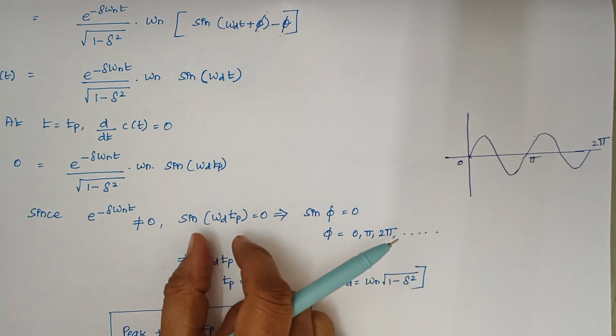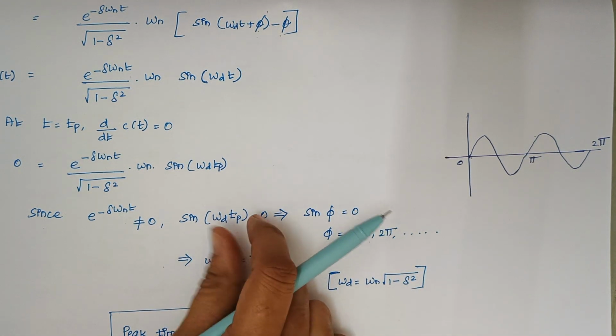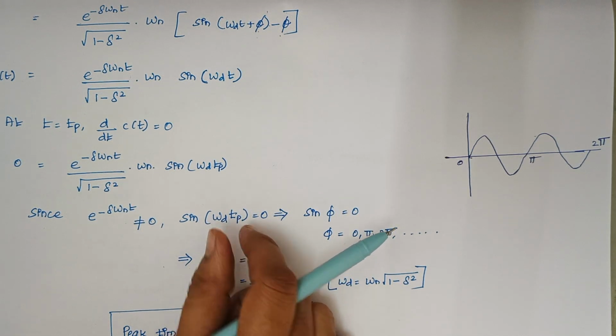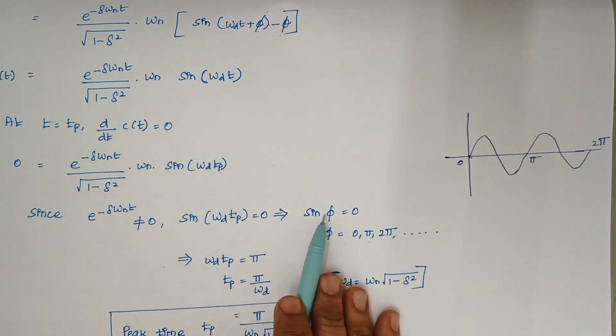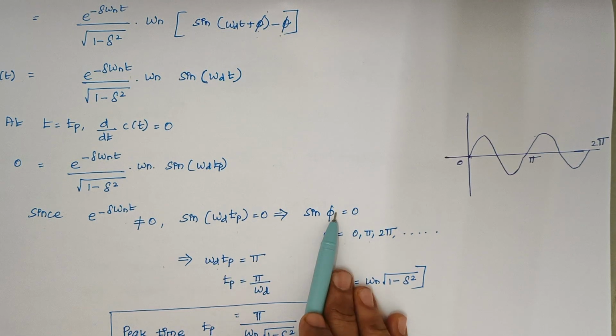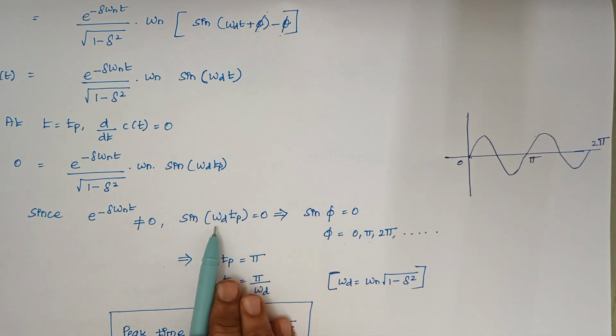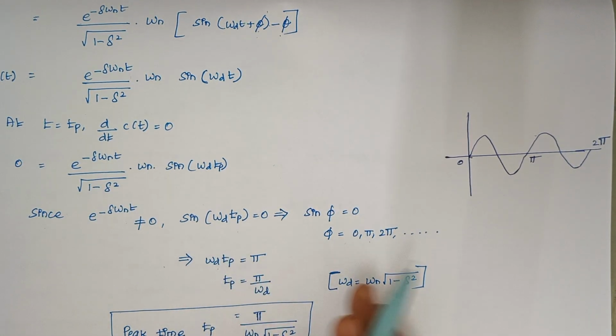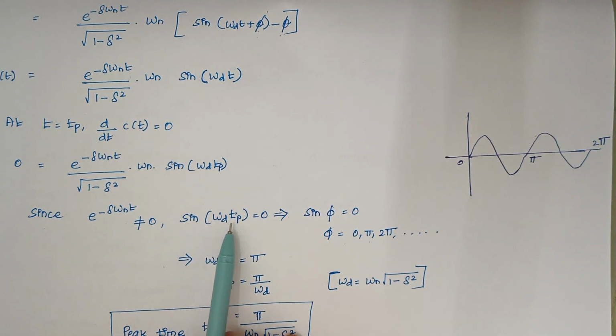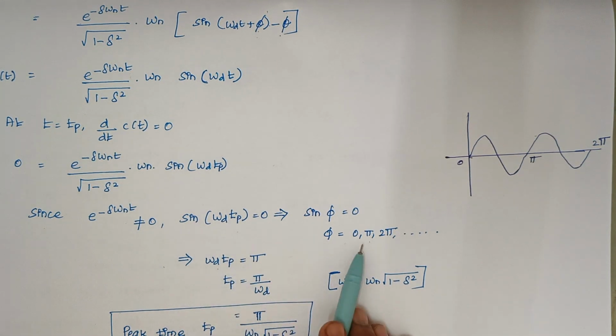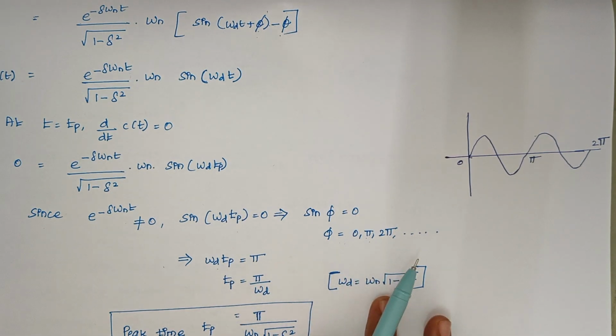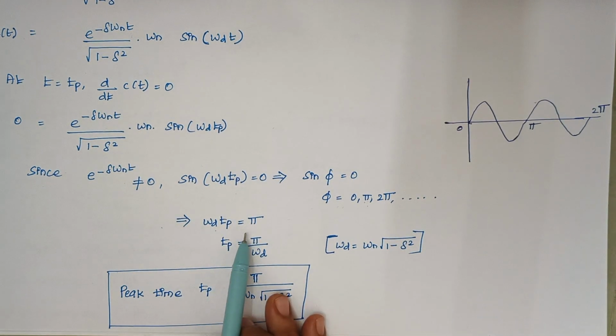So now this term, I am equating this term equal to pi because sin pi is equal to 0. What is the value of pi? Pi is nothing but omega d Tp. So omega d Tp is equal to pi. Why am I not equating it to 0? Because we cannot find an expression if we equate this term to 0. So I am moving to the second option as pi. So omega d Tp is equal to pi.